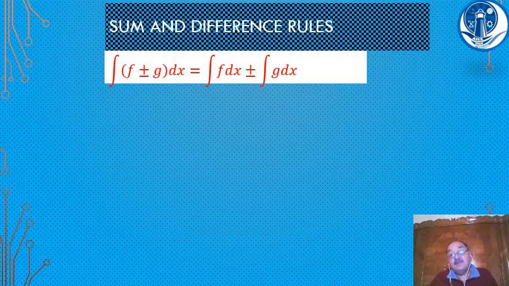If you have a sum of two functions, f of x plus g of x, then the integration is the integration of f of x plus or minus the integration of g of x. Sorry for the interruption.